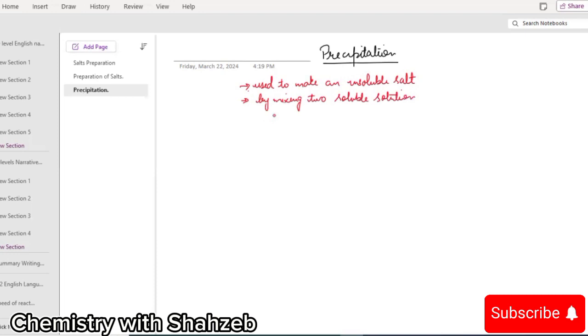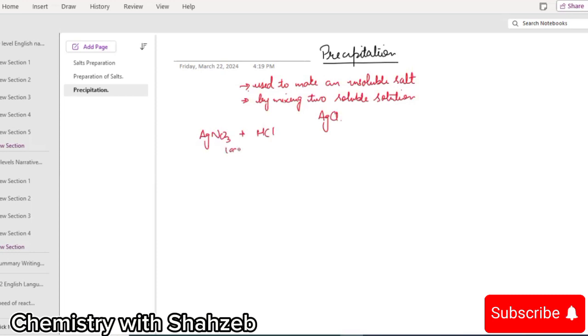What could be the reaction in it? That could be, for example, we want to prepare AgCl. AgCl, we have just studied that it is an insoluble salt. So it is prepared by mixing silver nitrate plus HCl.